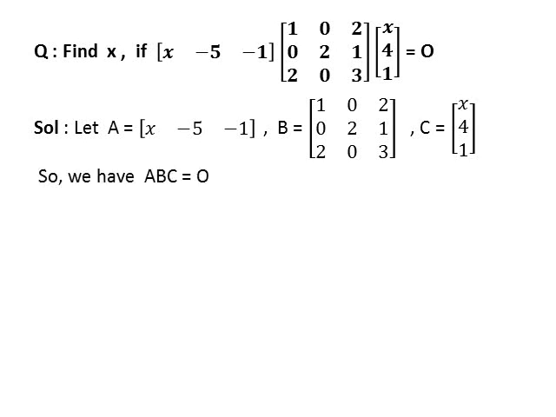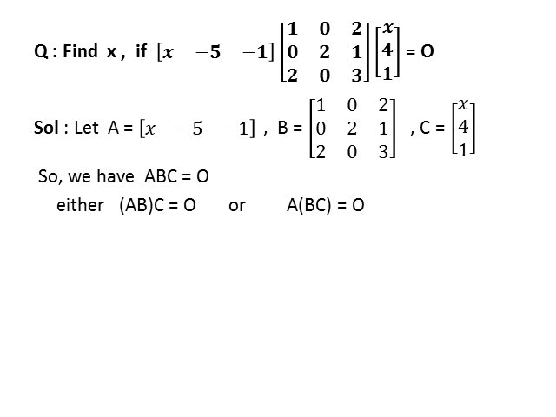So we have the product of A, B and C equals the null matrix O. While taking the product of three matrices, we have two options. First, take the product of matrices A and B, then take the product of AB with C. Second, take the product of matrices B and C, then take the product of matrix A with the matrix BC. We can find the product using any one option.